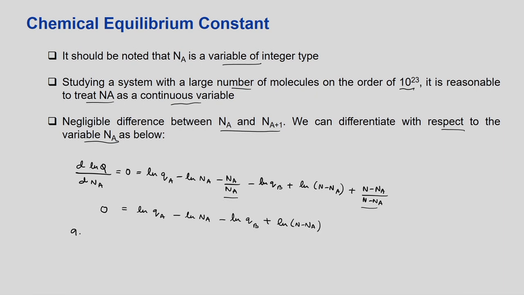So, it implies that QA by NA is equal to QB by NB, or NB by NA is QB by QA. So it means the ratio of number of molecules of B and A is exactly the ratio of their individual partition function. But sometimes we write in terms of partition function, that is the equilibrium constant, can be defined in this manner, QB by V upon QA by V, this way, which is nothing but NB by NA.